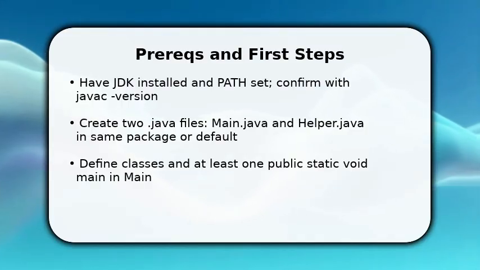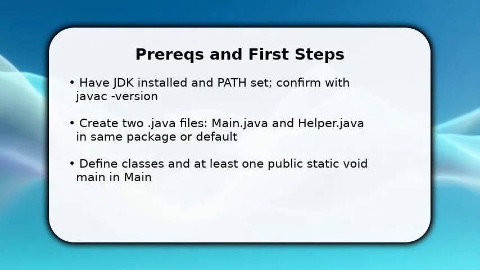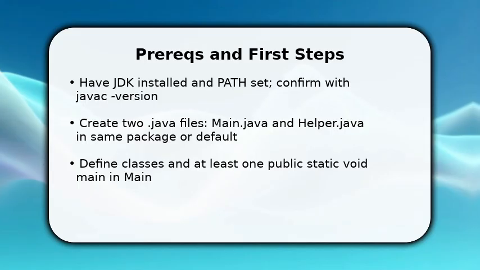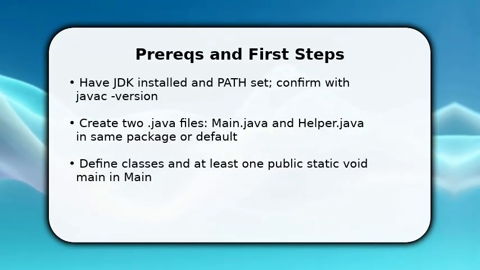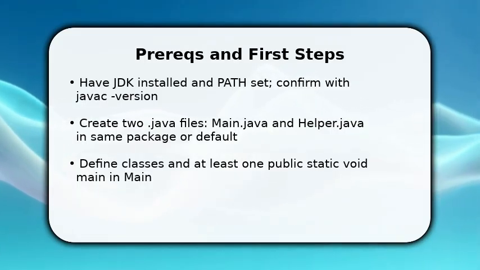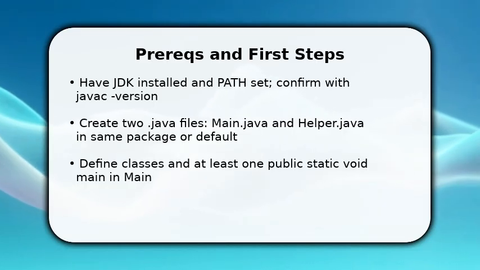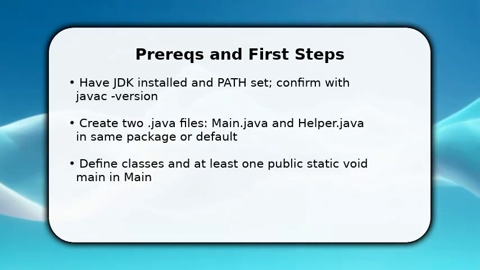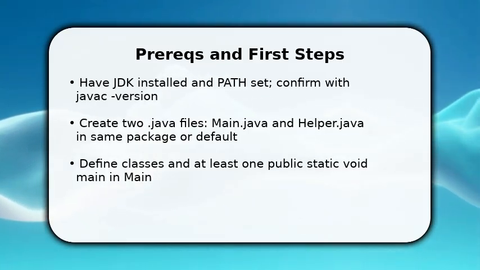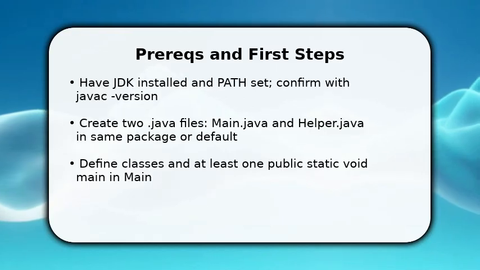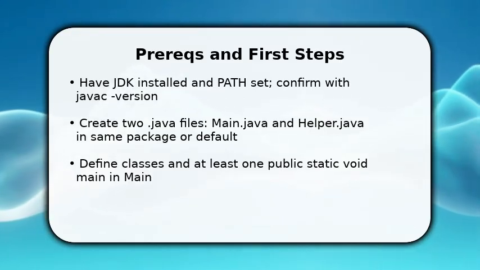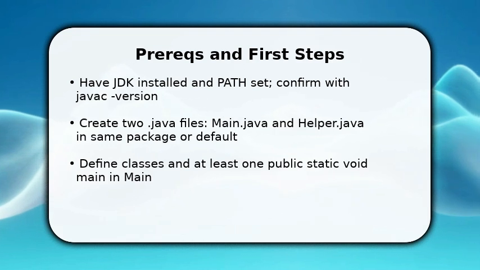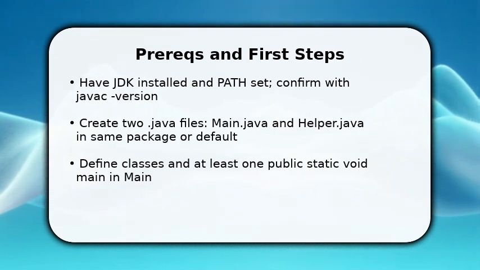You start by making sure JDK is ready and files are organized. Create Main.java and Helper.java, and put them in the same package or default package so compilation is simple. In Helper, declare public methods or fields you need, and in Main, create public static void main to run the program. Once done, save both files and compile them together with javac Main.java Helper.java. This ensures the compiler sees both classes and builds interclass references correctly.